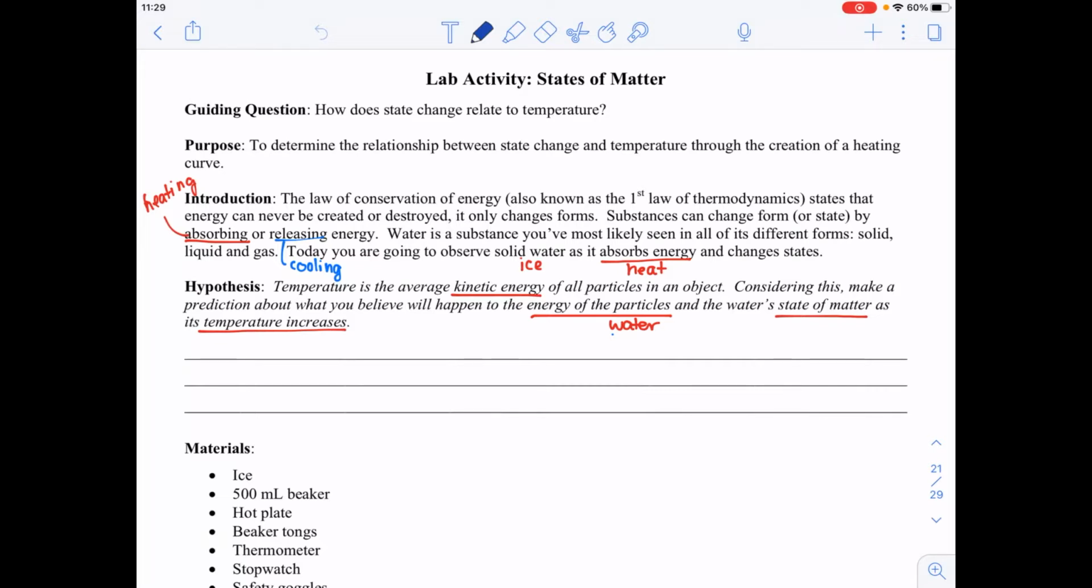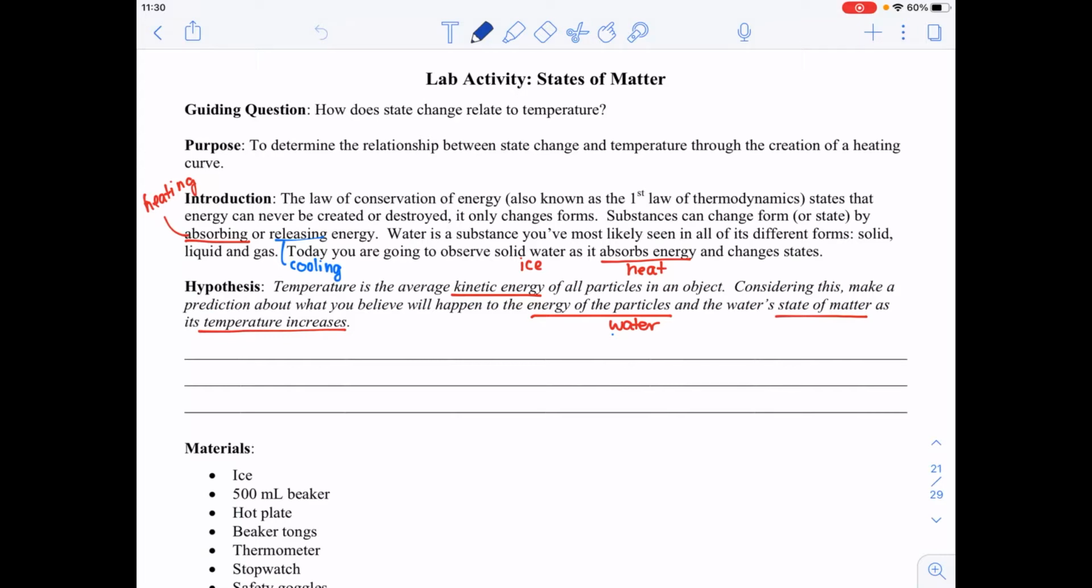To help form our hypothesis, we want this information in italics. Temperature is the average kinetic energy of all the particles in an object. Kinetic energy is the energy of movement, how fast things are moving, and the faster they're moving, the more temperature they have. Considering this, make a prediction about what you believe will happen to the energy of the particles, aka water, and the water's state of matter, aka is it a solid, liquid, or gas, as the temperature goes up. This doesn't have to be an if, then, because statement. I simply want a prediction here.